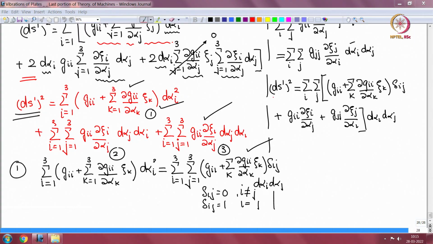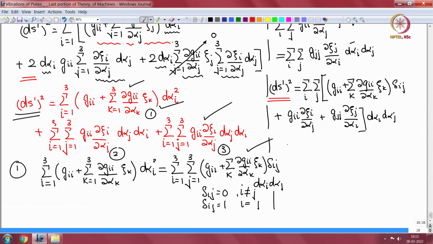Good morning and welcome to this next lecture on vibrations of plates and shells. We reached this point in the last class. We found that the deformed length is given by this quantity here. What is that quantity? Let me remind you.